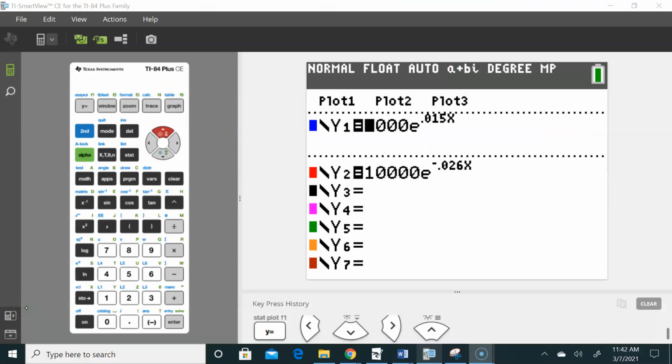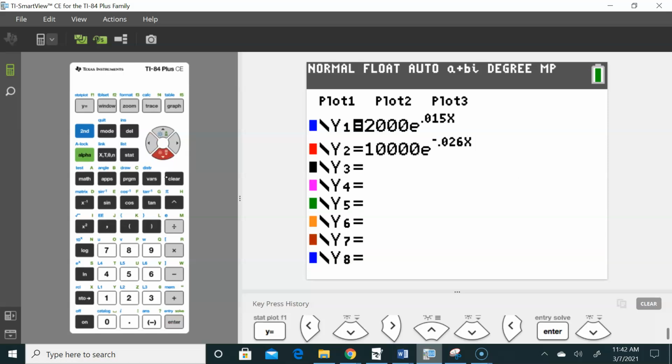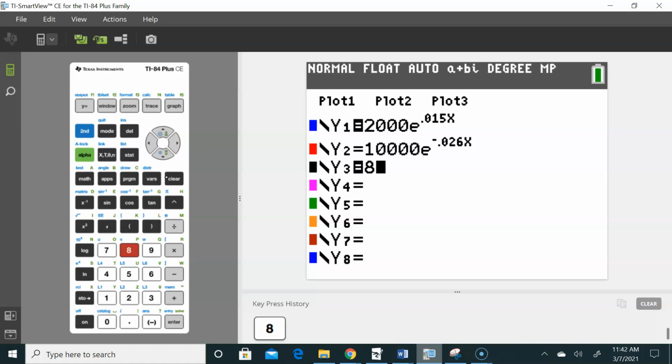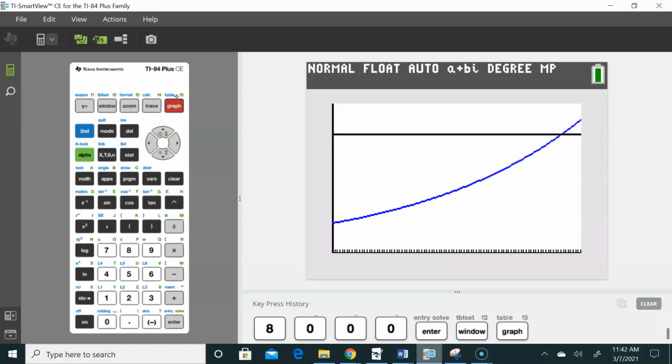So here I am on my calculator with my two equations, and I want to keep my y1 going, but the y2 I do not want to graph, so I'm going to move the cursor over to the equal sign, hit enter, and now when the equal sign isn't bold, it's not going to graph. But I do want this one to be 8,000. And I think I'm going to keep the same window. Probably not too bad. Barely gets in there, but they do intersect.